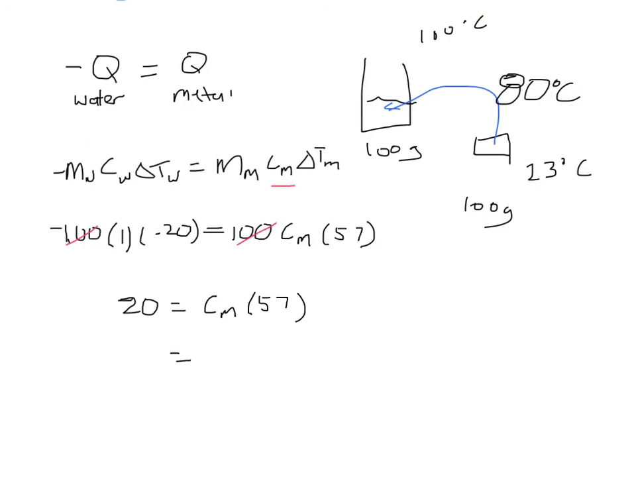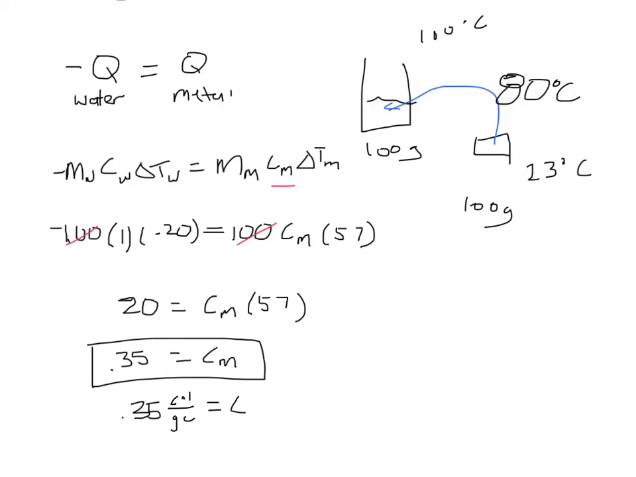All right, let's solve for Cm, the specific heat of the metal. Why was that negative 20? Because the negative was here. We have a negative times a negative, which gives me a positive. Okay, so what's 20 divided by 57? 0.35. Good job. Okay, what's going to be our units? Specific heat, what's specific heat in? Well, our original specific heat was 1 calorie per gram degree Celsius. So this one also has to be calories per gram degree Celsius. Okay, and that's going to be our specific heat of the metal.